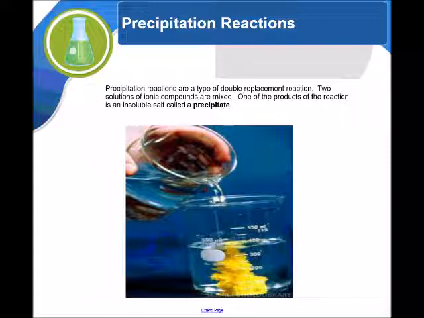Precipitation reactions are a type of double replacement reaction. Two solutions of ionic compounds are mixed together, and one of the products of the reaction is going to be an insoluble salt called a precipitate. So you have two liquids that are put together, and a solid is going to appear.